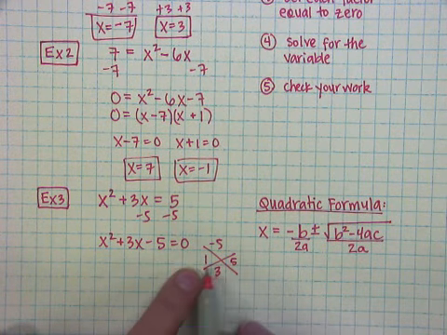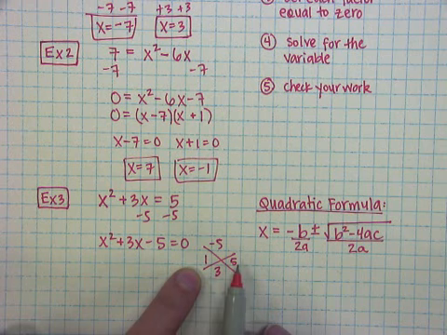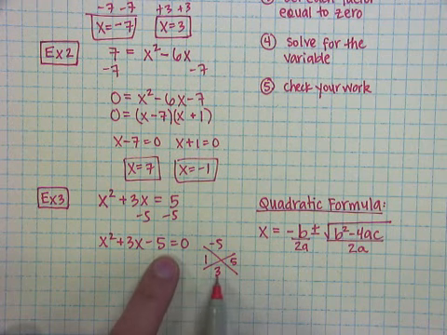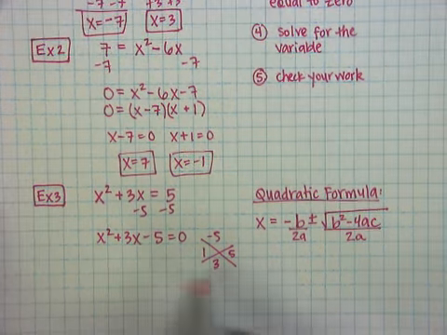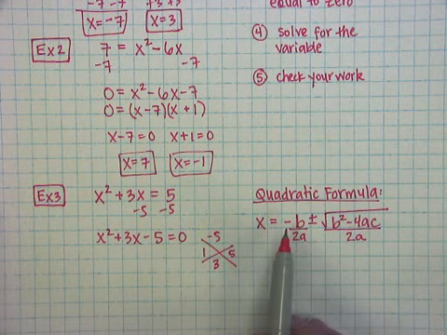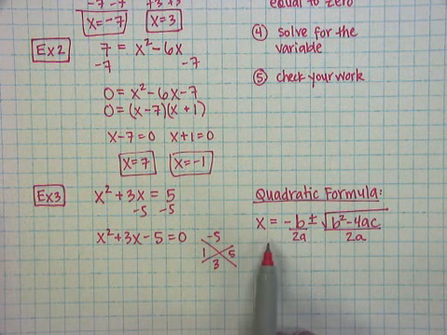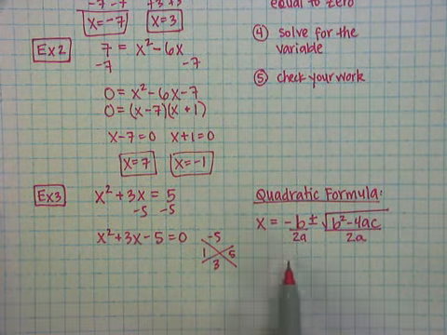But there's no way to put 1 and 5 together and get a 3. I can't make them positive, I can't make them negative, I'm stuck. And so on problems that don't factor, you can always use the quadratic formula. It works every single time.